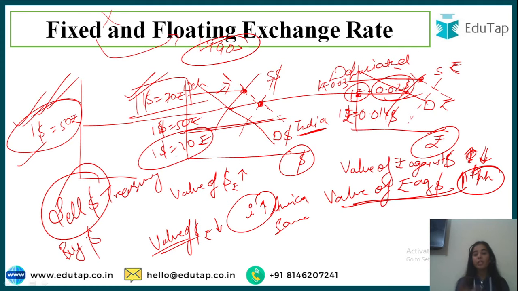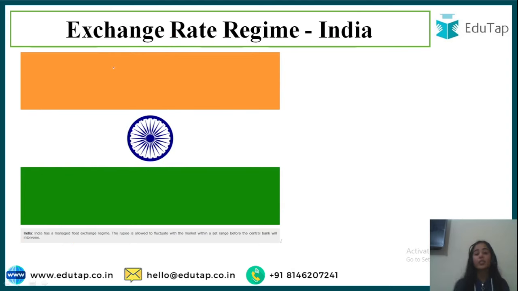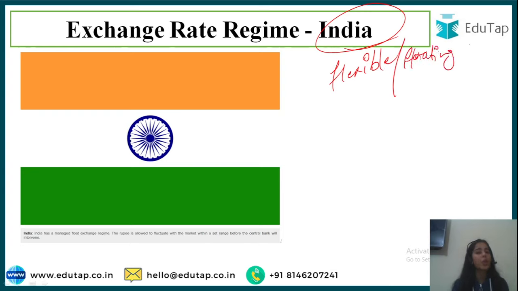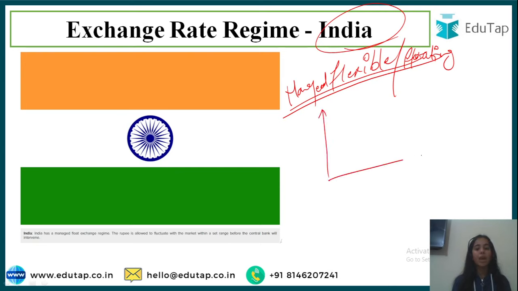So I hope you have understood the basics. What is the exchange rate regime followed by India? India is not following a flexible or floating exchange rate, and it is not even following fixed. It is following the managed flexible floating. It is a floating exchange rate, that is, it is market determined. Floating or flexible means that the market is determining it, that is, demand and supply are determining the exchange rate. Yes, the market is determining in India also, in the managed floating rate.